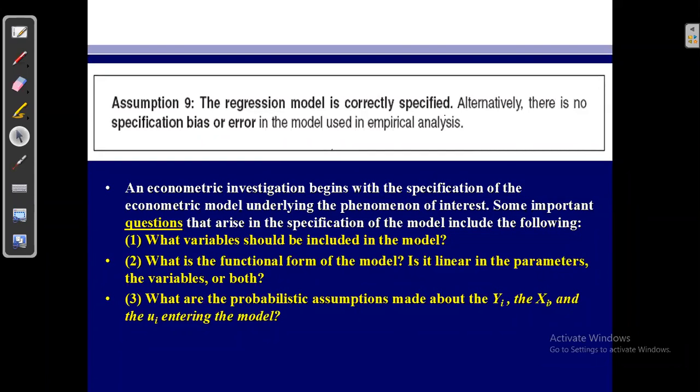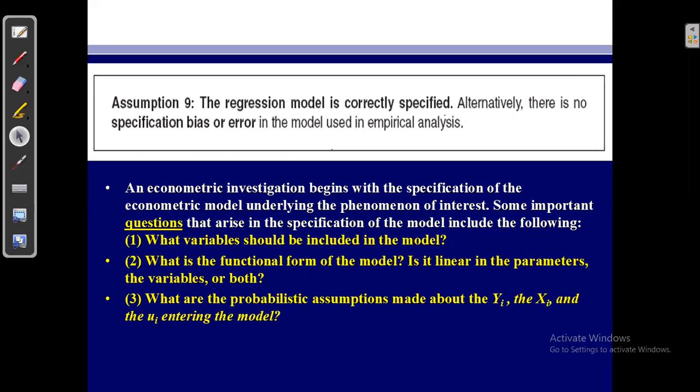Specification of the model actually means what should be the f of x that you consider for your model, right? For example, when we were considering the PRF, population regression function, we said the right-hand side should be a function of the explanatory variable, or later on, a function of explanatory variables like x1, x2, and so on. So which function of the explanatory variable should you consider? Should it be linear or non-linear? Should it contain just one x variable or more than one x variable? Etc., etc.